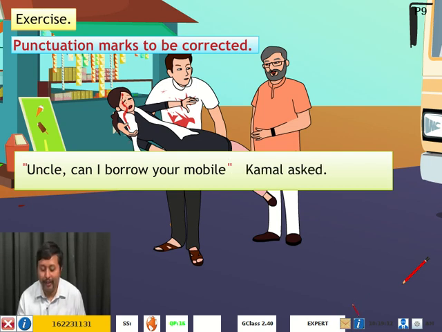Very good. We need an inverted comma over here because this is in direct speech. Moreover, can I borrow is what? It's a question, right? So we need a question mark too. Very good.